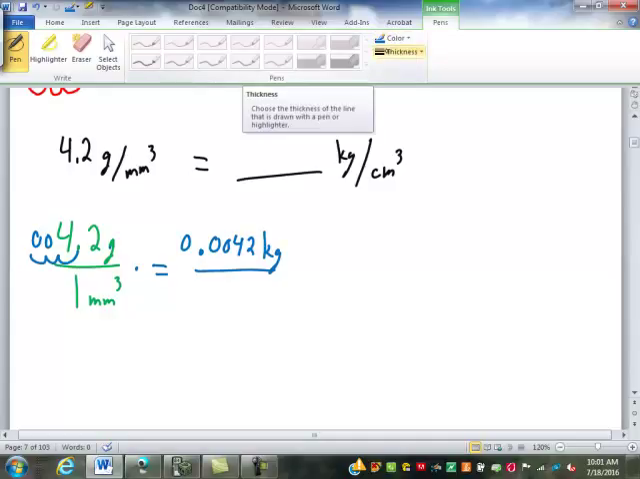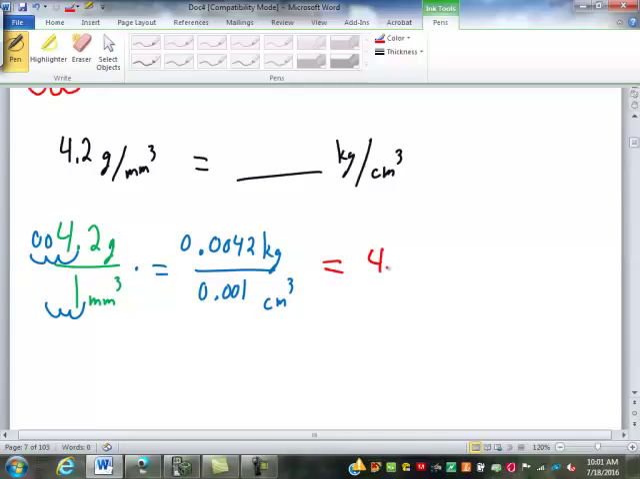1 millimeter cubed, if I'm going from millimeters to centimeters on the chart, that's 1 spot to the left, but it's cubed, so I have to go 3 decimal places. So I go 1, 2, 3, so that's 0.001. And I just divide it out. 0.0042 divided by 0.001 is 4.2 kilograms per centimeter cubed.